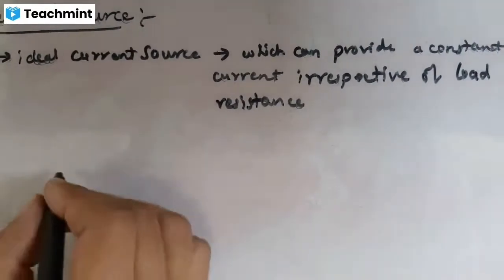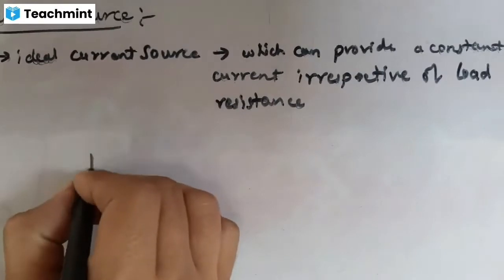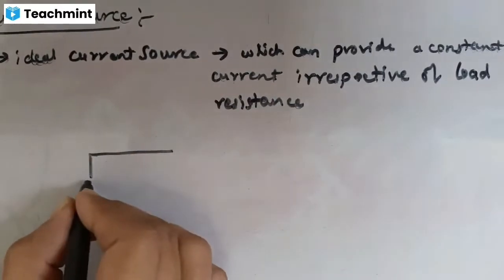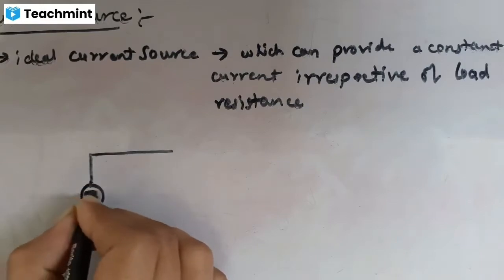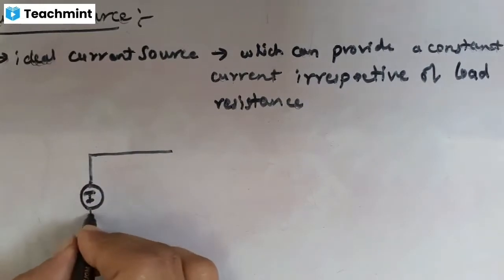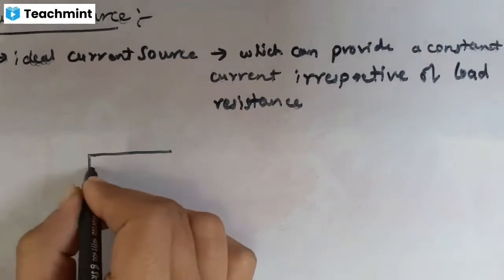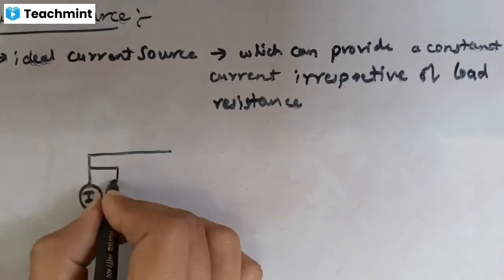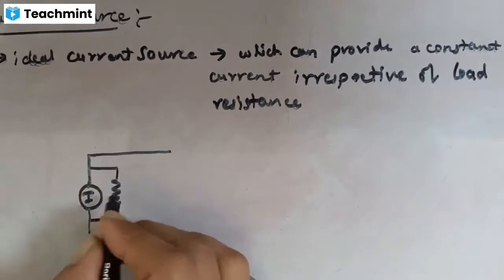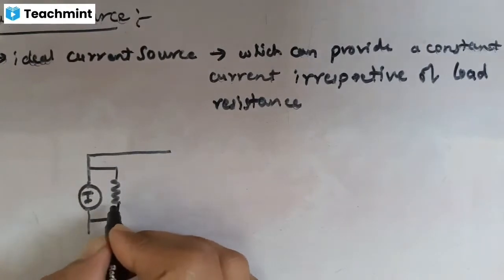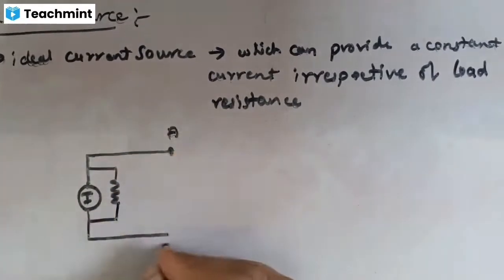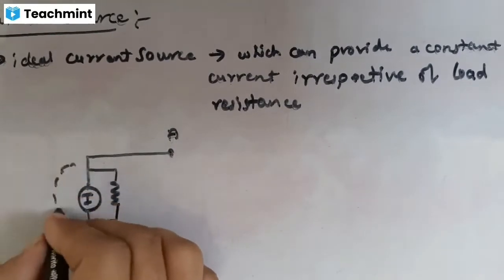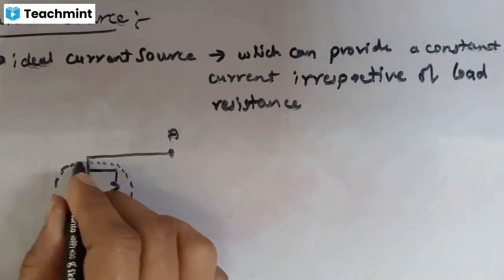Again, it has one circuit diagram. I will draw here. It can be written like this: the symbol of current source I, and in parallel with this source, there is one internal resistance r. In a voltage source, it was in series. In a current source, it is in parallel, and it has two terminals A and B. All together, this is our current source.